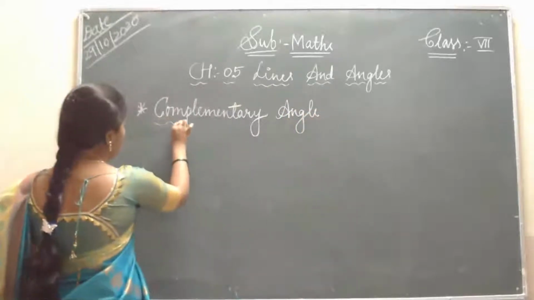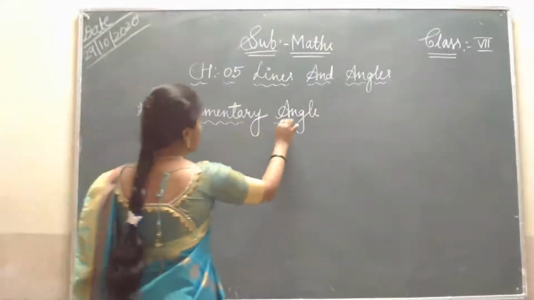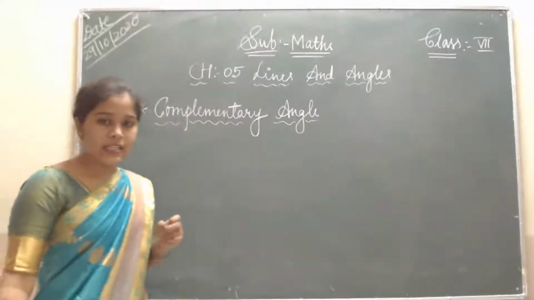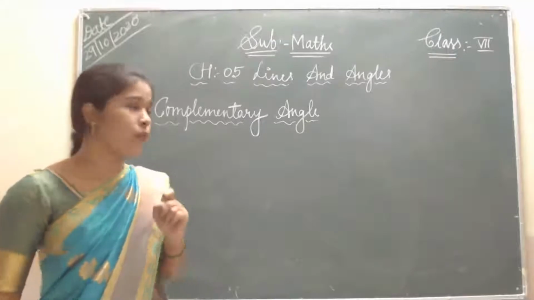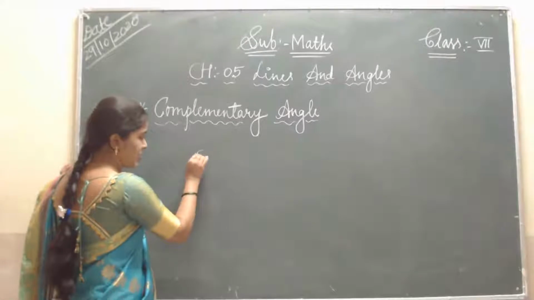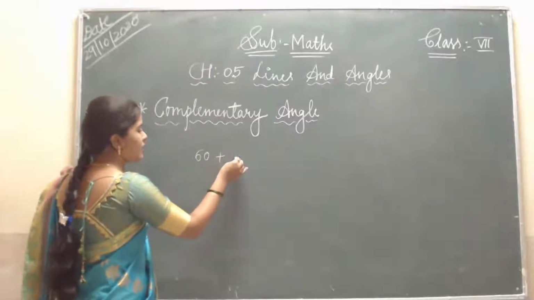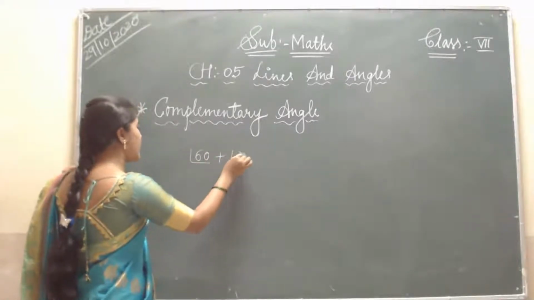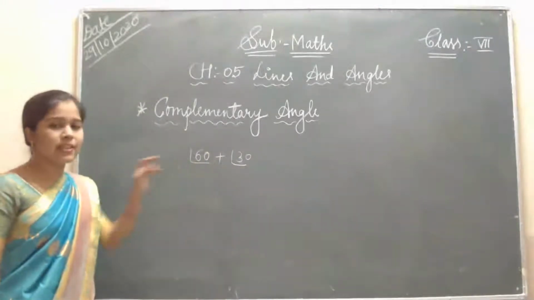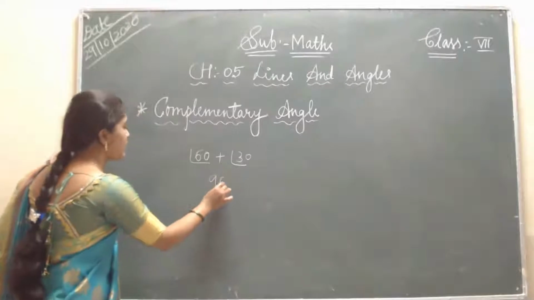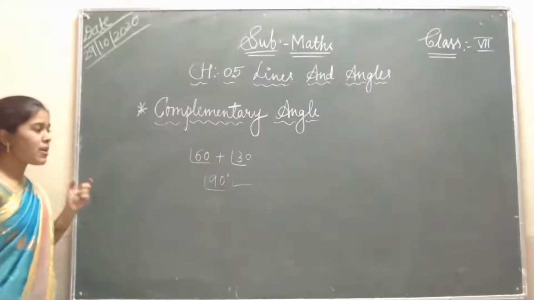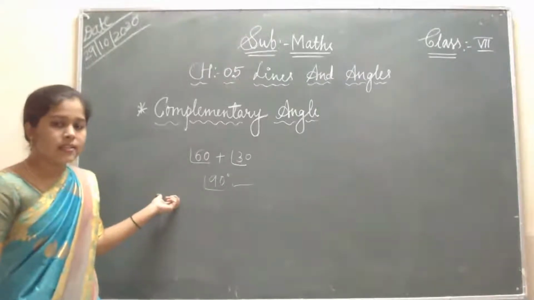So what are complementary angles? Here, the sum of two angles is 90 degrees. For example, take one angle that is 60 degrees and another angle of 30 degrees. What is the sum of these two angles? 60 plus 30 is 90 degrees. So this is a complementary angle. The sum of two angles is 90 degrees.